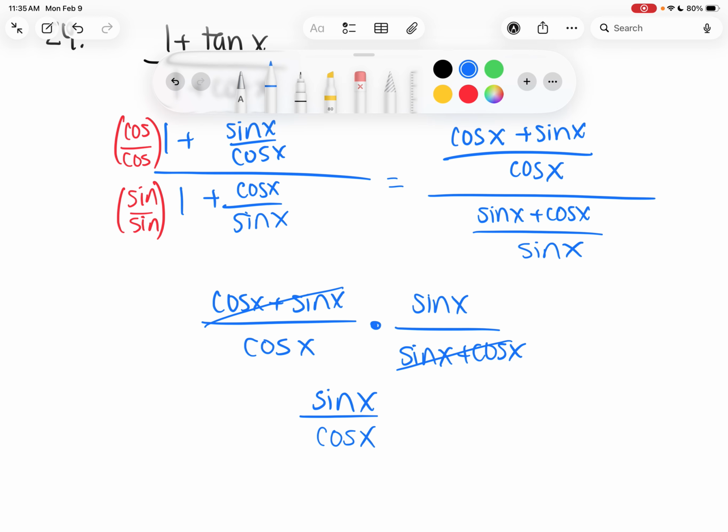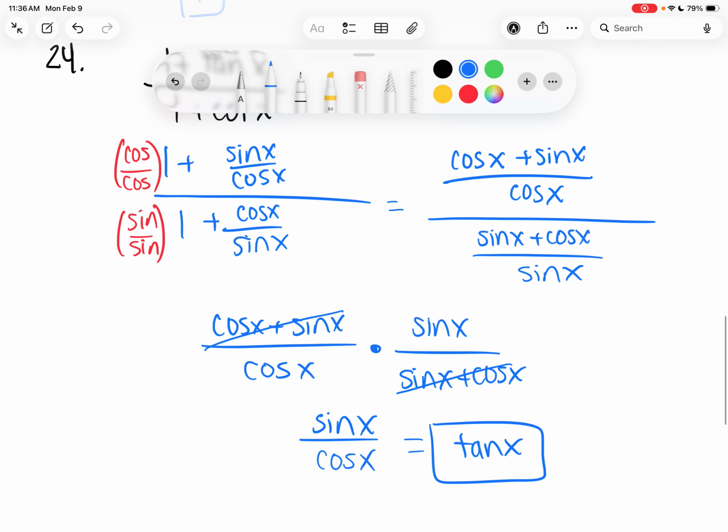And then I say, okay, can I rewrite that? Well, sine over cosine is tangent, so I have tangent of x as my final answer. So when we did cosine over cosine plus sine over cosine, why isn't it cosine plus cosine on the bottom? Because it's like a common denominator. It's like adding 3 halves plus 2 halves. The denominator stays the same. This would just be 5 halves then. So it's the same deal.